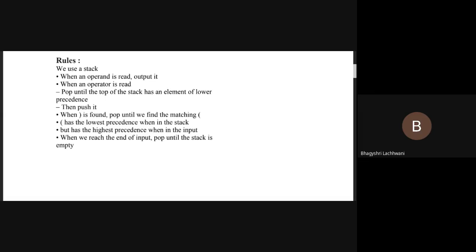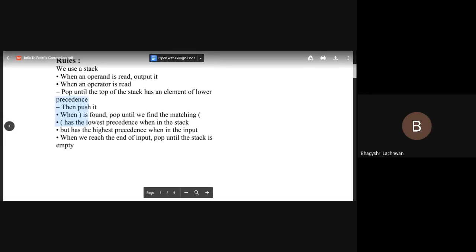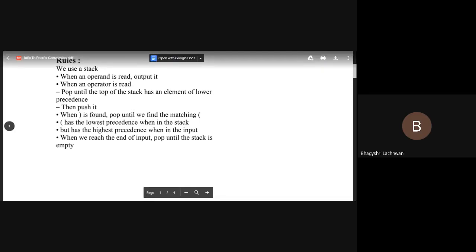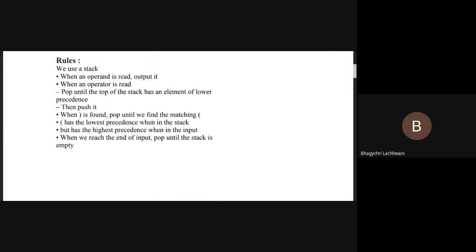But it has the higher precedence when in the input. Here you have two types of inputs, the input and the stack input, so you have to work with both. A starting bracket has the lower precedence in the stack, but when you are communicating with the input, it has the higher precedence. And when you reach the end of the input, pop until the stack is empty. This is about the rules.